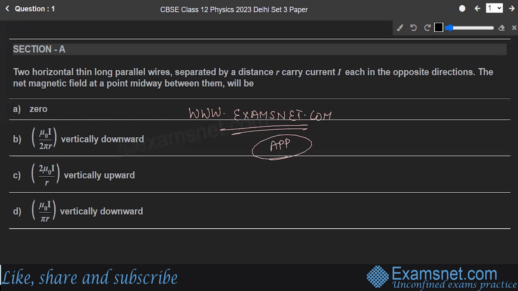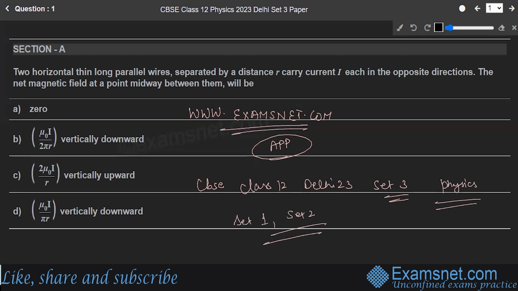So students, let's start with today's paper. I'll be solving the CBSE Class 12 Delhi 2023 Set 3 paper. I'll be solving the physics part of the paper in this particular video. Set 1 and Set 2 have already been solved and uploaded, and Set 3 is in continuation with those sets only. Hope you're clear with this. So now let's start with the very first question, best of luck.